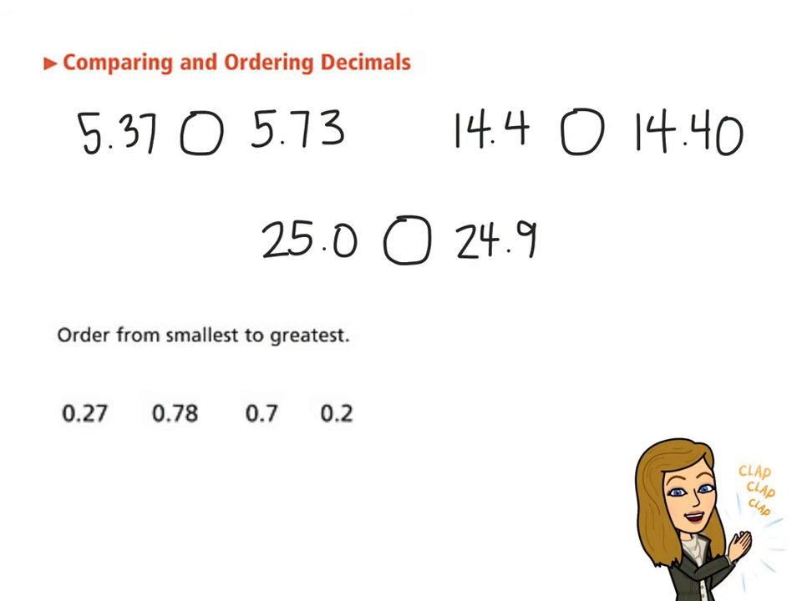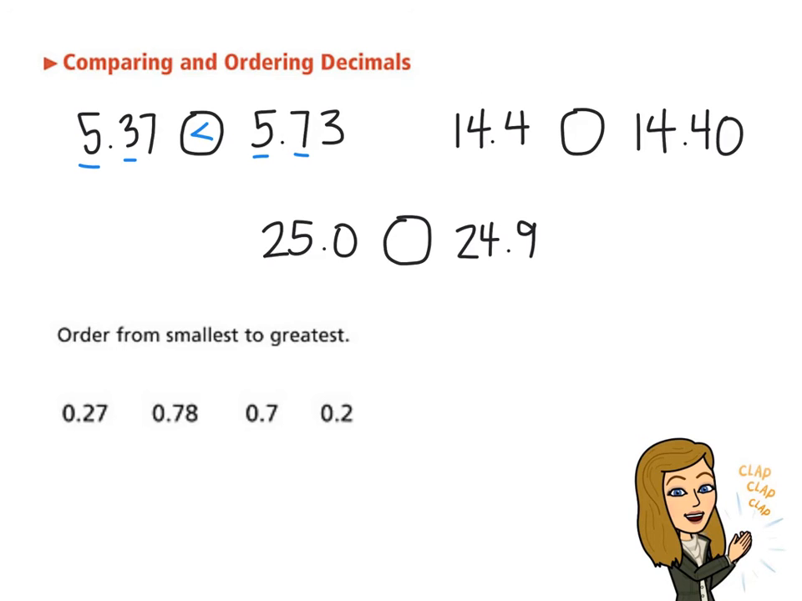We'll also do some work today where we're comparing and ordering decimals. So here I have 5 37/100 compared to 5 73/100. So if I look at the first whole number, 5 and 5, so far they match. So I have to go to the tenths place. 7 beats out a 3, so that means 5 and 73/100 is greater.